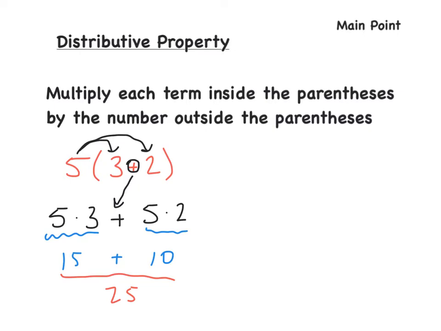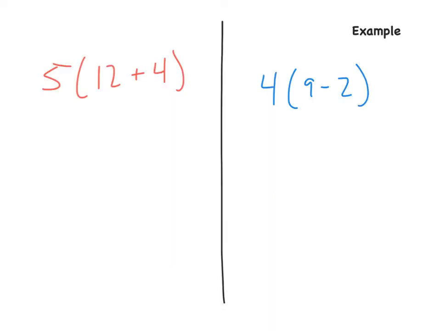Algebraically, it looks like this. A multiplied by the quantity B plus C is equal to A times B plus A times C. So we have two examples. I'm going to do the first one. I'm going to let you try the second one.